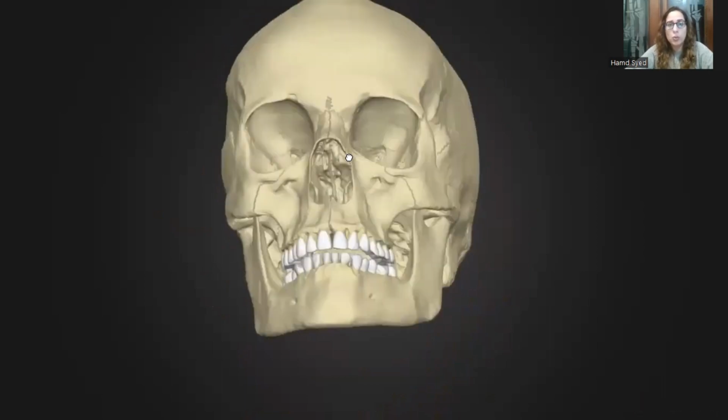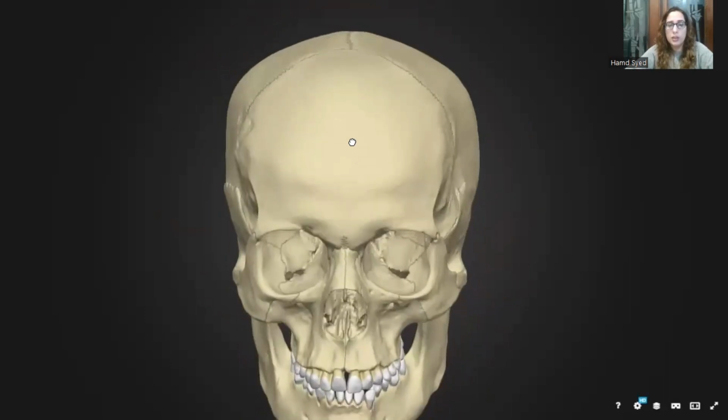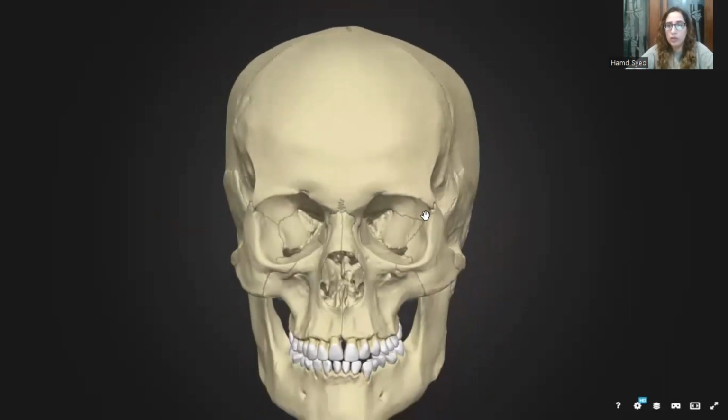So this gives us a total of 14 bones in the viscerocranium or the facial skeleton, out of which the unpaired ones, remember, are the vomer and the mandible, whereas all the other bones of the facial skeleton are paired bones. Okay, so now we can go back to our PowerPoint slides.